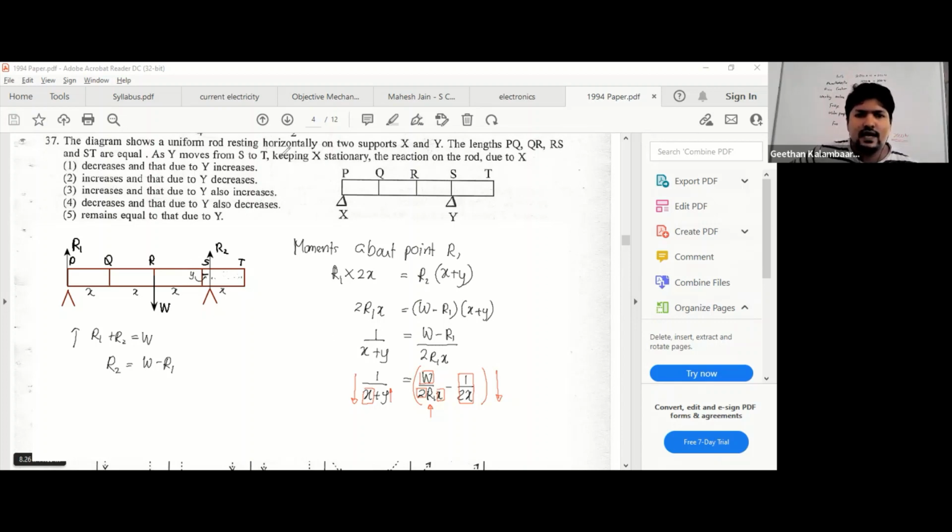So the answer is: R1 increases. R1 plus R2 is W. So when R1 increases, as W is a constant, R2 decreases. So R1 increases and then decreases. Answer 2.